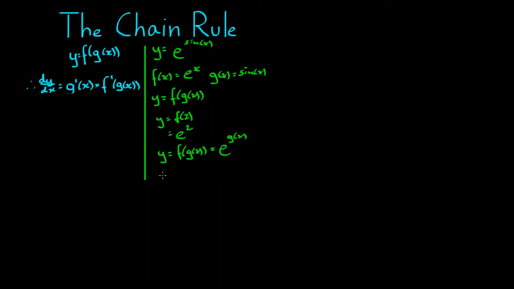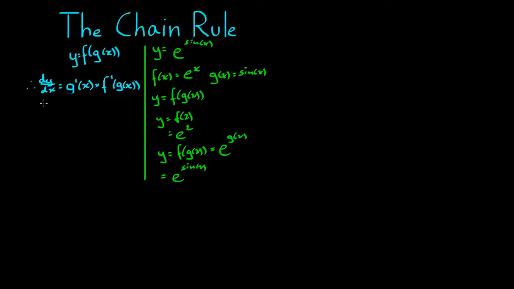And then the last step is to simply say, okay, well, instead of writing g of x, I can just write sine of x. So y is equal to e to the sine x. That's the same thing I have written up here. And that proves that y does in fact equal f of g of x. So from here, we can apply the beautiful chain rule.